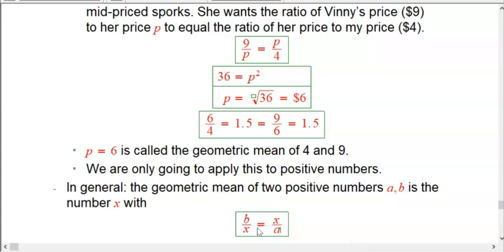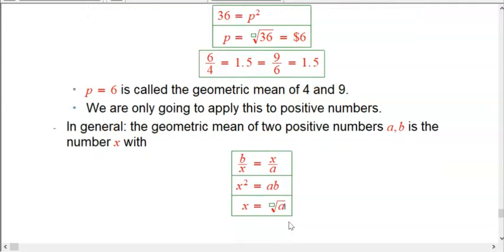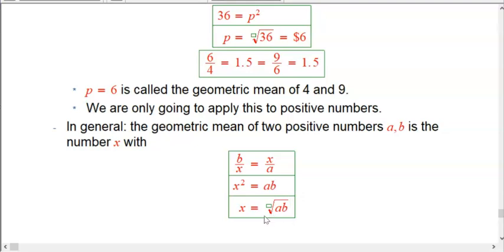Notice in the terminology of proportions, we've already been calling these guys the means, and we're just saying, what if the means, plural, was just one number? What if they happen to be equal? Then it's going to be some special kind of mean of these two numbers. So that's why the notation is consistent. And in general, that cross multiplies to x squared equals AB, and x is the square root of AB. So there's the formula. If you just have two numbers and you want to do it quickly, what is the formula for the geometric mean? It's the square root of the product of those two numbers.